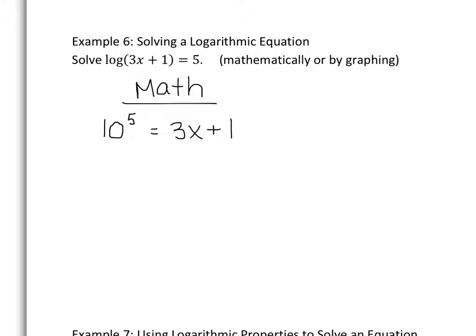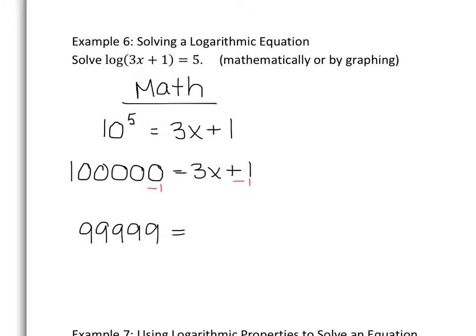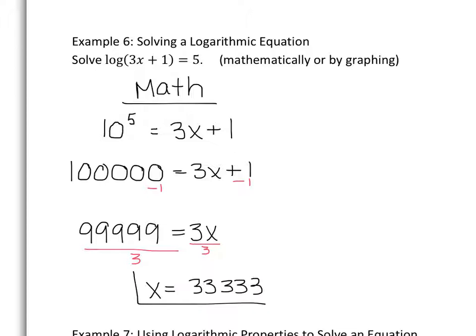What is 10 to the 5th? It is a 1 with 5 zeros behind it. So that equals 3x plus 1. Can you solve for this? Yes, you can. Minus 1, minus 1. So 99,999 equals 3x. Divide by 3. That's a lot of 3's. X equals 33,333, and that would be your answer.